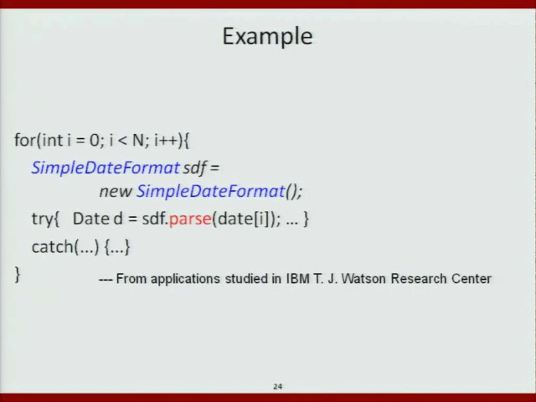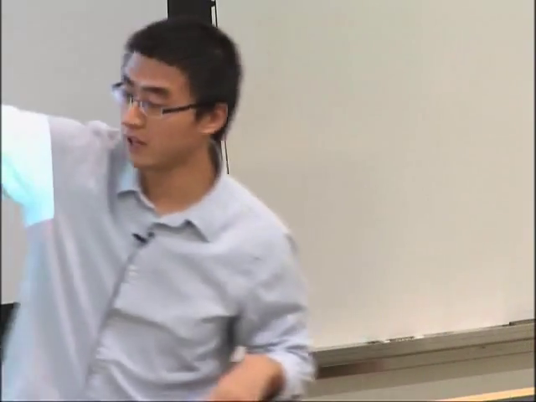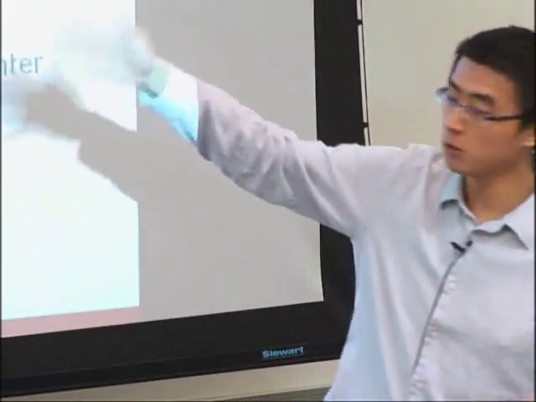All right. So this piece of code shows the problem in multiple applications, not only one application, like multiple applications that we studied at IBM T.J. Watson Research Center. So the loop here iterates over a string array called date, in order to parse each string in this array into a date object, right? The way this loop is implemented is that it creates a SimpleDateFormat object per iteration of the loop, and uses this object to parse each of the strings.